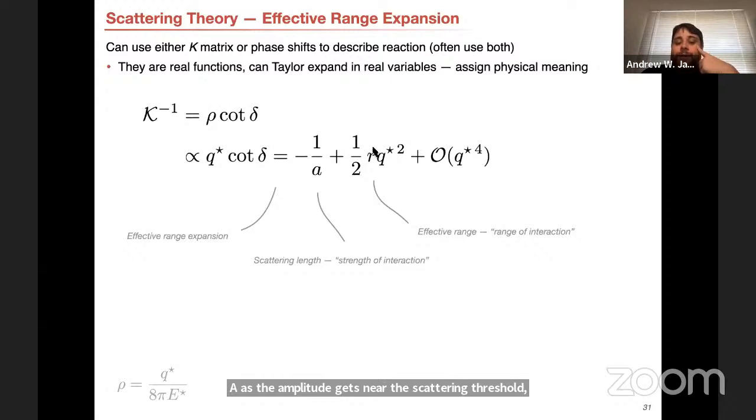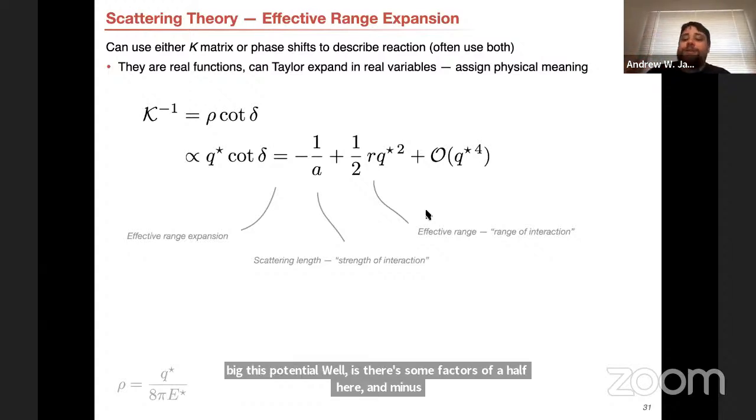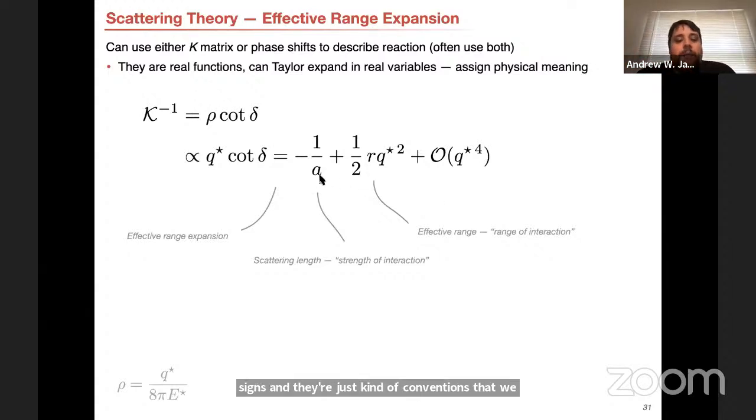The second term here with this R parameter is called the range. It's called the effective range, and it qualitatively describes the range of interaction. So how big this potential well is. There's some factors of a half here and minus signs, and they're just kind of conventions that we choose. But ultimately here, we are now taking this real function and writing it in terms of physical variables, the scattering length, which is the strength of interaction, and the effective range, which is how far this interaction goes.